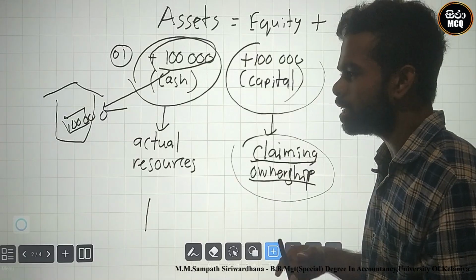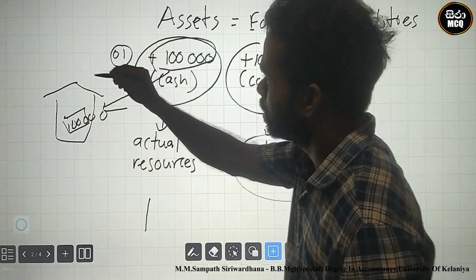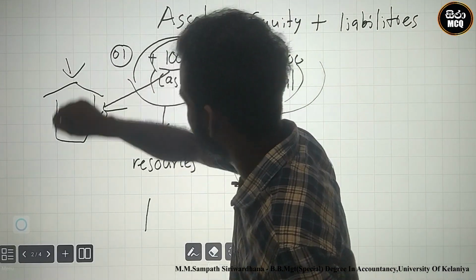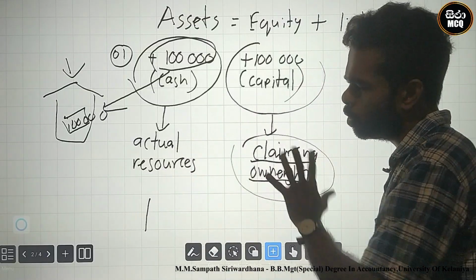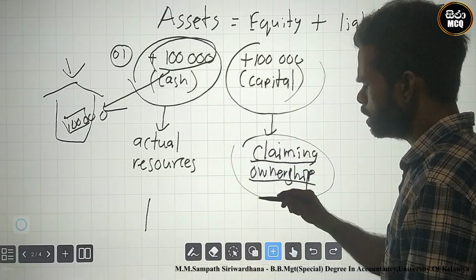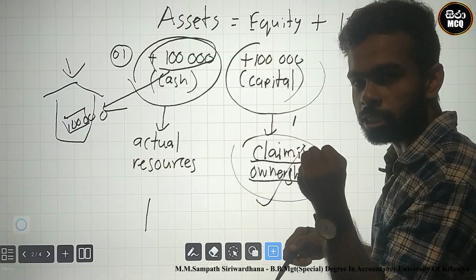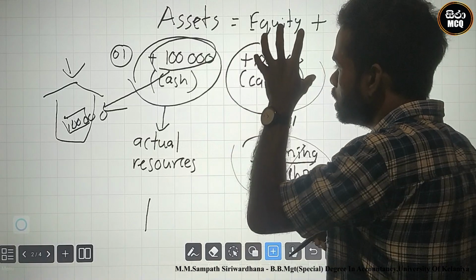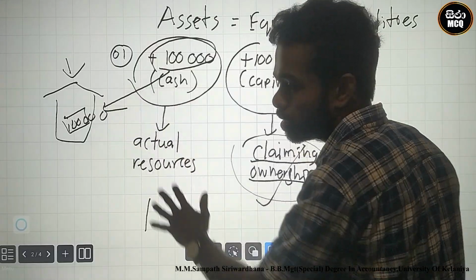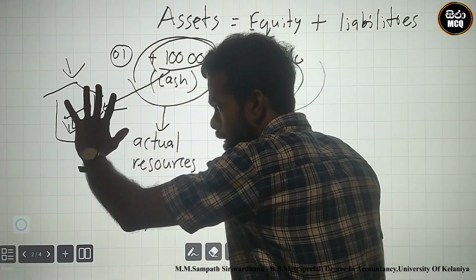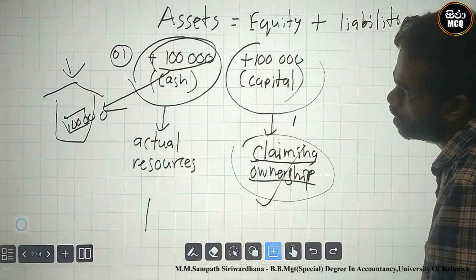He requests, this is my money. Please give me my money. The business is there. The owner can claim anytime. The owner says, please give me my money. This is a claiming. This part means claiming. Claiming means the ownership power. This is the claiming part. This is the actual resources in the business. This is the claiming power, the claiming ownership power.